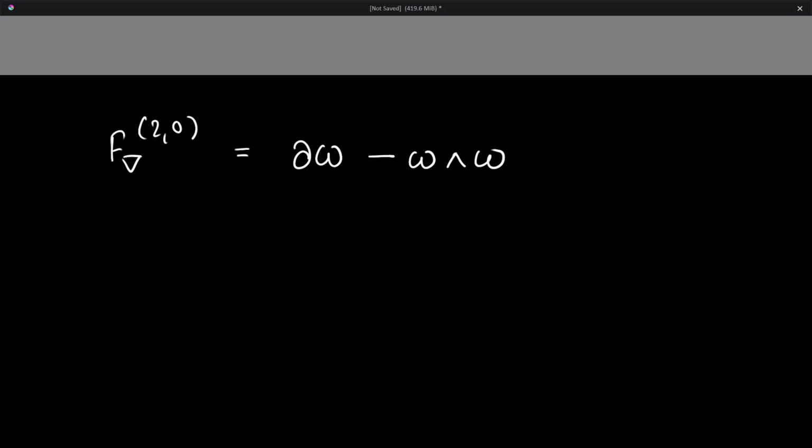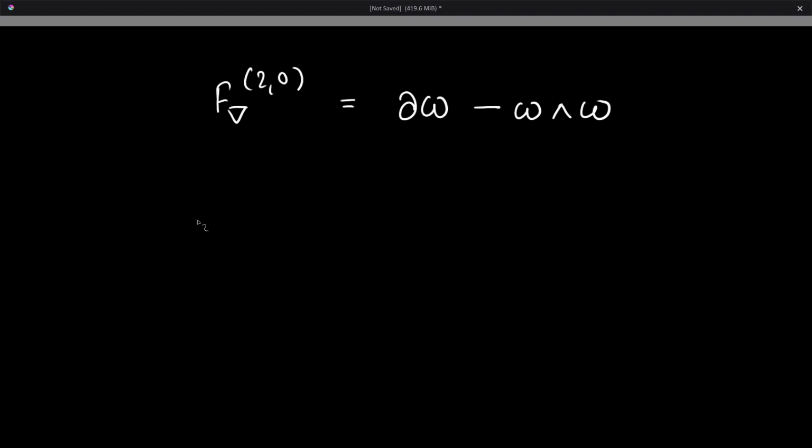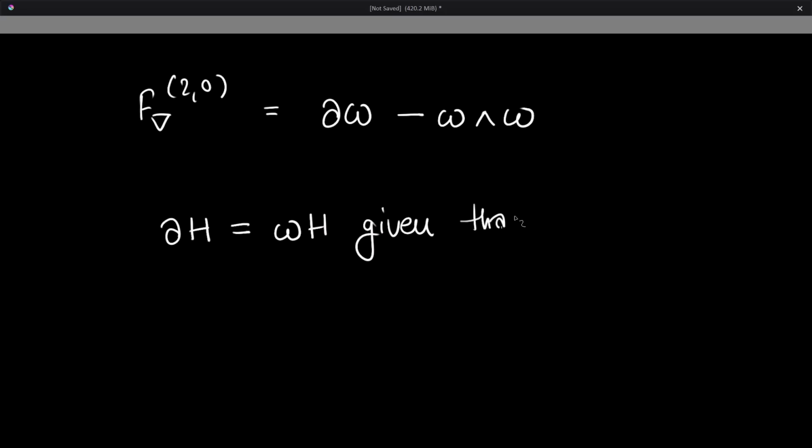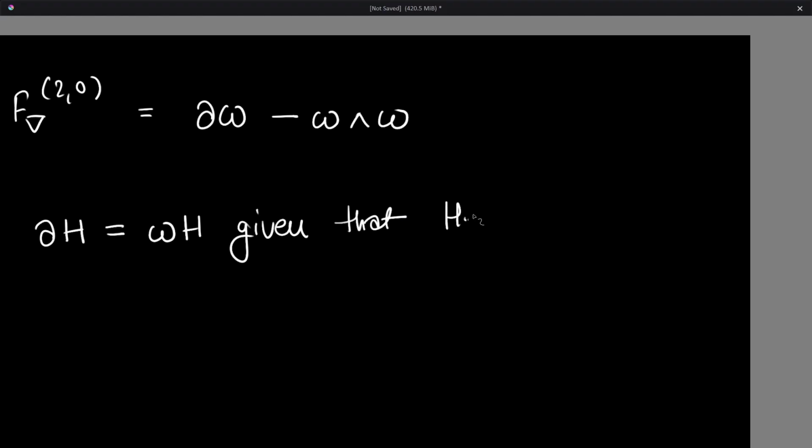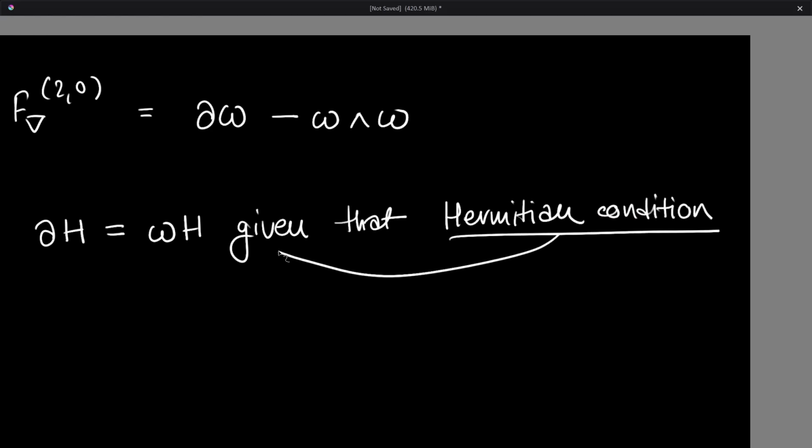So now there's a sub proposition that I think I'm just going to skip, and we're going to use the result. But it's in the notes. Partial h is actually equal to omega h, given that we have the Hermitian condition. So you can use the Hermitian condition to prove this.